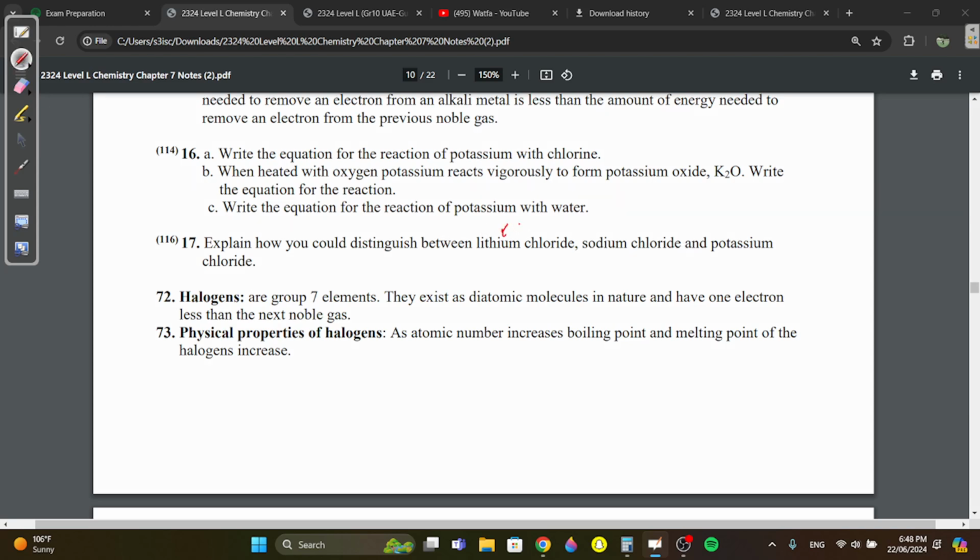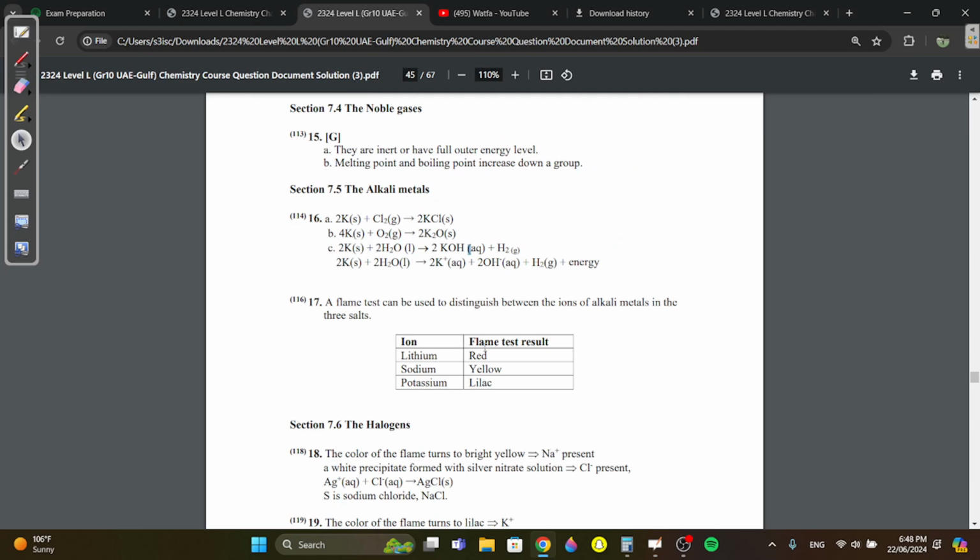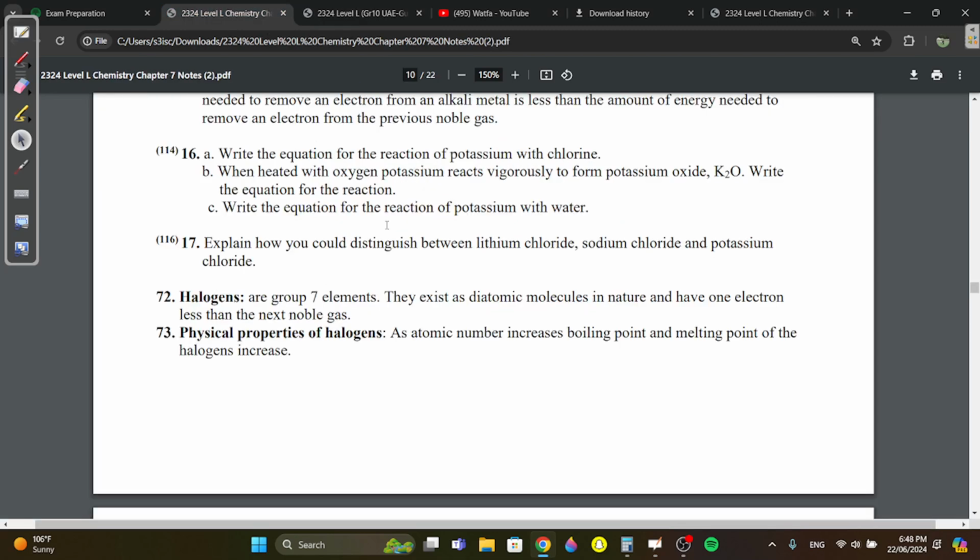So we have lithium, Li plus, we have sodium, Na plus, and you have potassium, which is K plus. How would you distinguish between the three? We always know the flame test. So you would say, upon heating it with a flame, lithium chloride will produce a red flame, sodium chloride will produce a yellow flame, and potassium chloride will produce a lilac or violet flame. Don't say purple, please don't say purple. Okay, so you can say a flame test can be used. And then obviously you have to show the result for each one because they said explain. They didn't say what is the test.